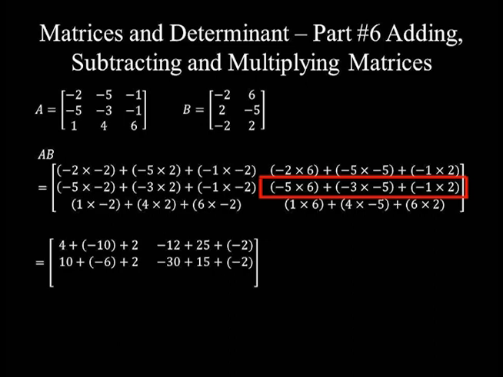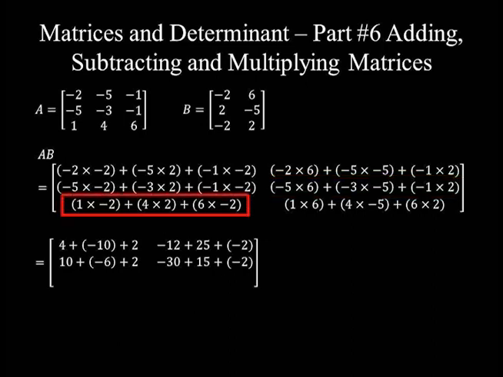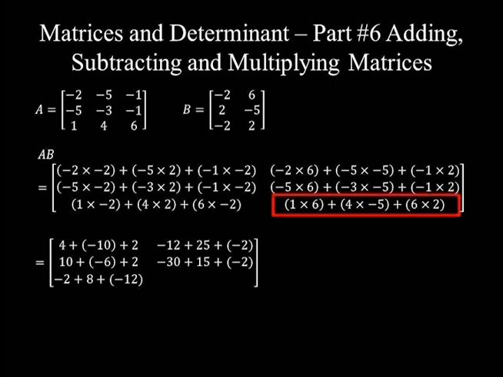1 times -2 equal to -2 plus 4 times 2 equal to 8 plus 6 times -2 equal to -12. 1 times 6 equal to 6 plus 4 times -5 equal to -20 plus 6 times 2 equal to 12.